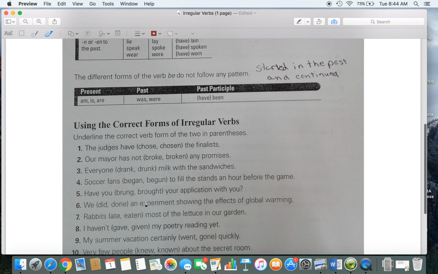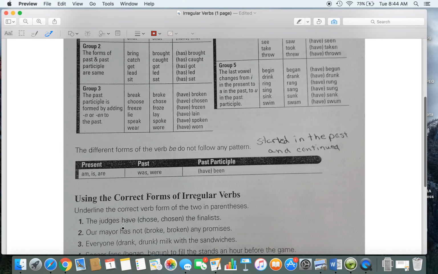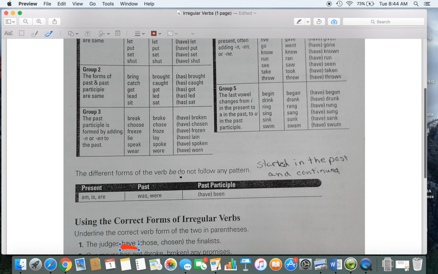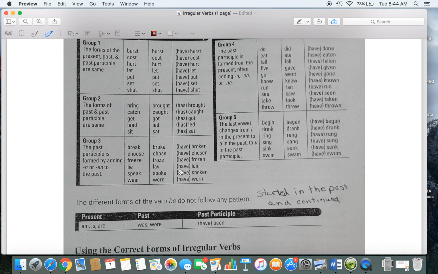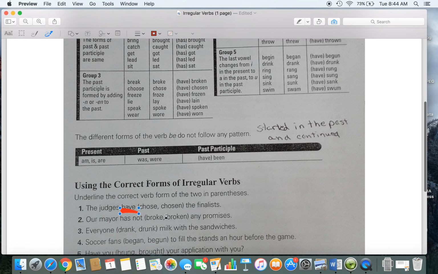So down here, we're going to do a couple together. And as we've seen in other activities, we have some clues. So here, if we see the words have or has, we're going to know that that's a past participle. So the judges have, and we're going to choose either choose or chosen. I can go back up here and look, and I see that chosen is the past participle form of choose. So I'm going to underline or circle chosen.